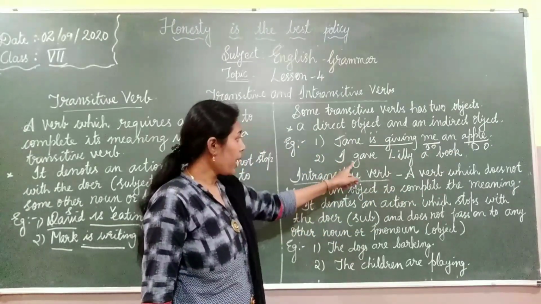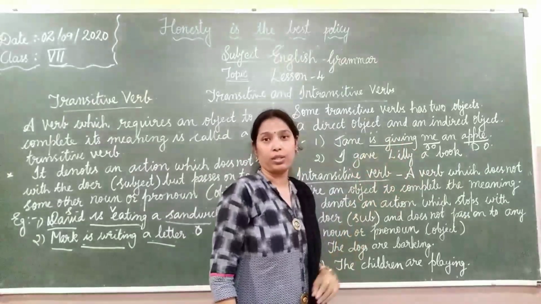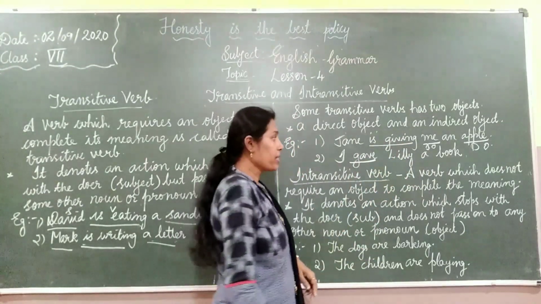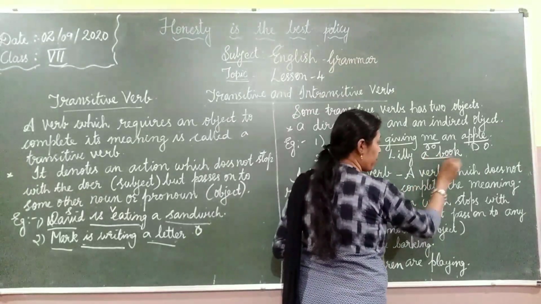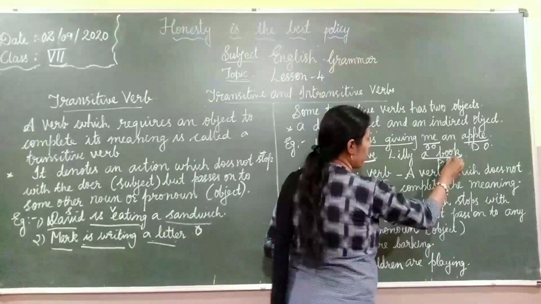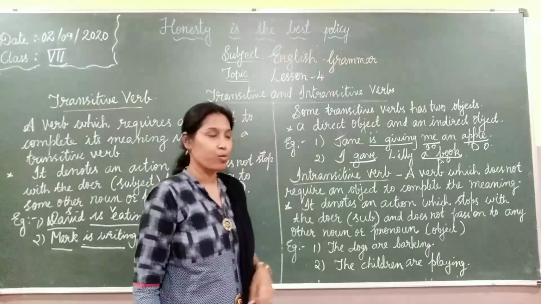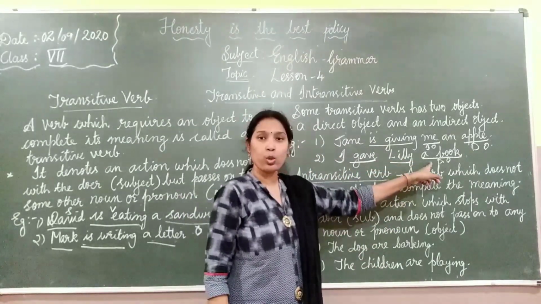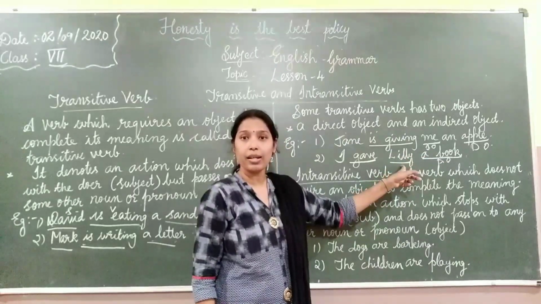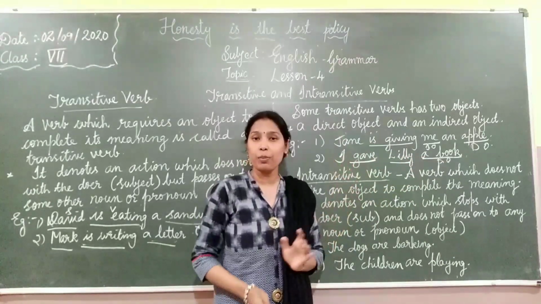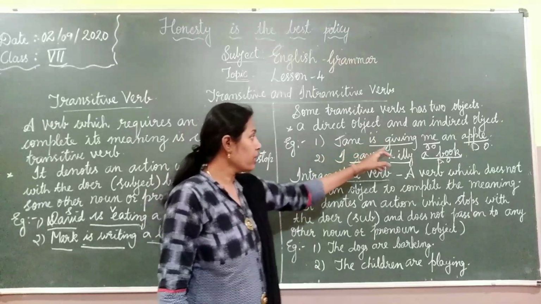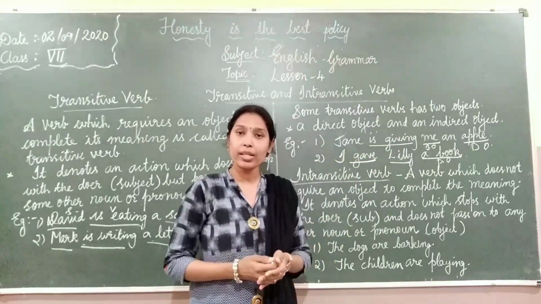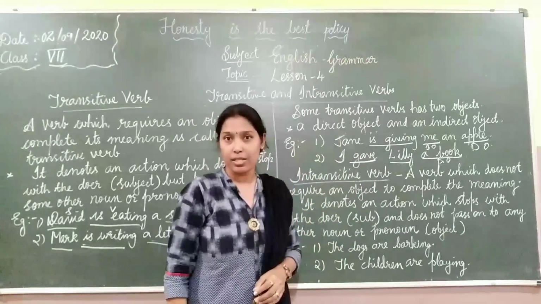Next example, I gave Lily a book. What is the verb here? Gave, right? And what is the direct object here? A book, direct object. And what is the indirect object here? Lily. I gave a book to whom? Lily. Lily is the receiver. So just keep in mind that after the verb, you ask the question what or whom. If you get an answer, then that is a transitive verb.